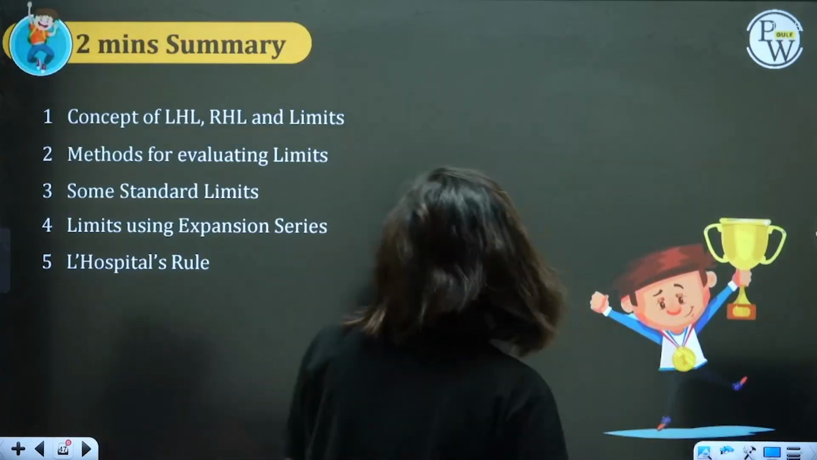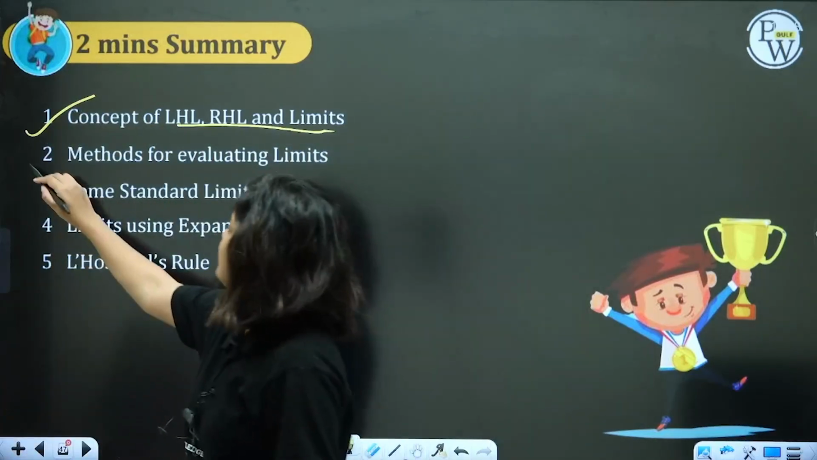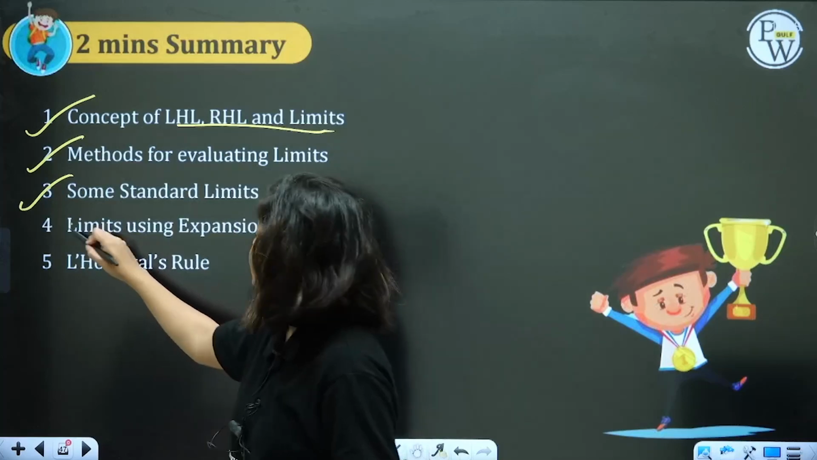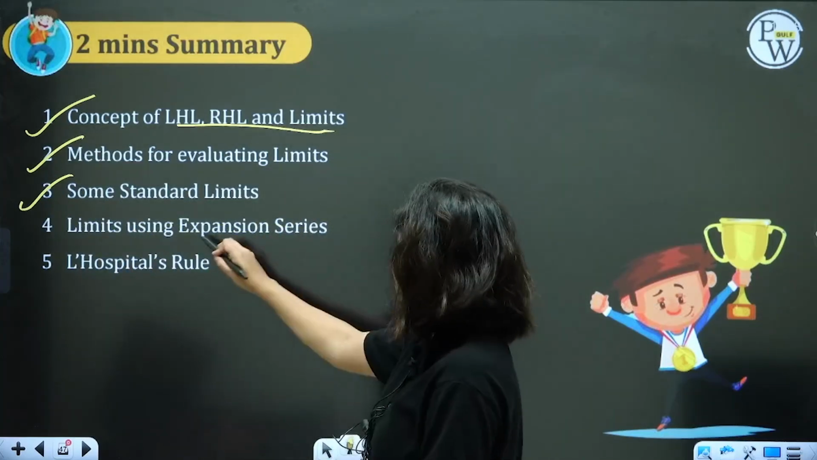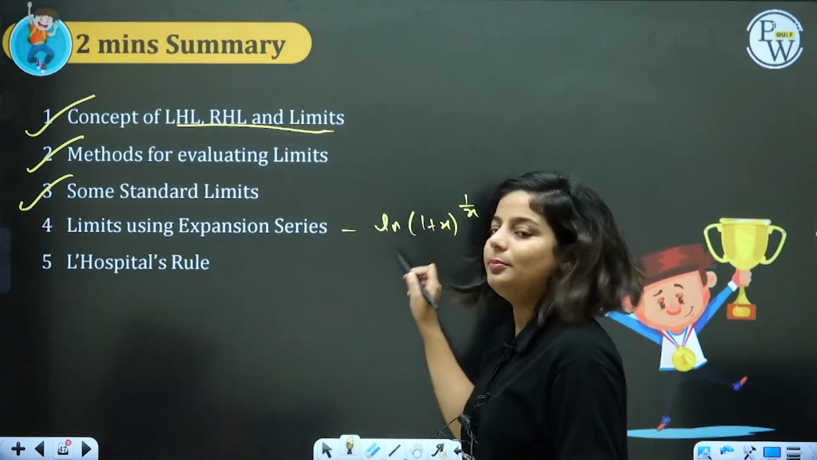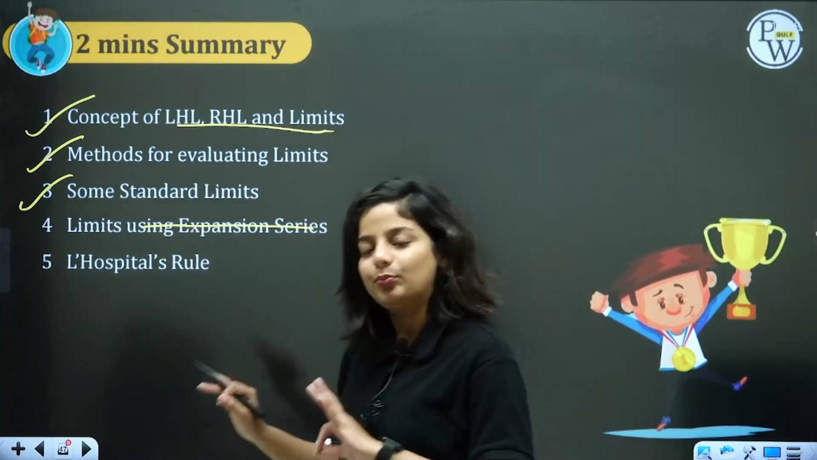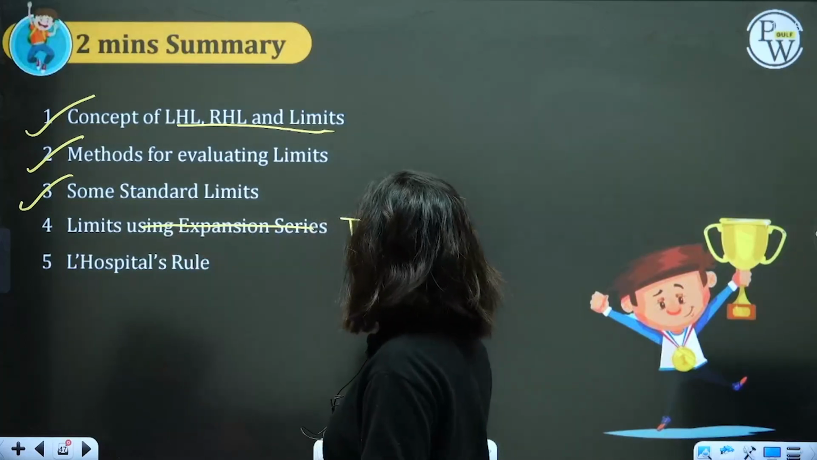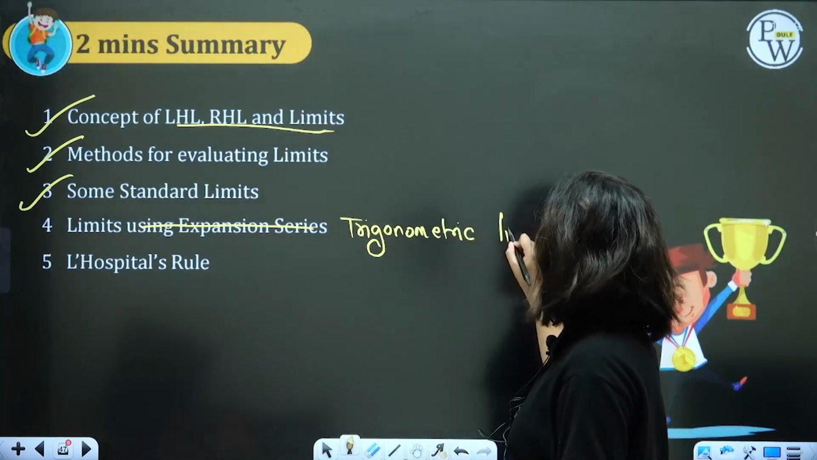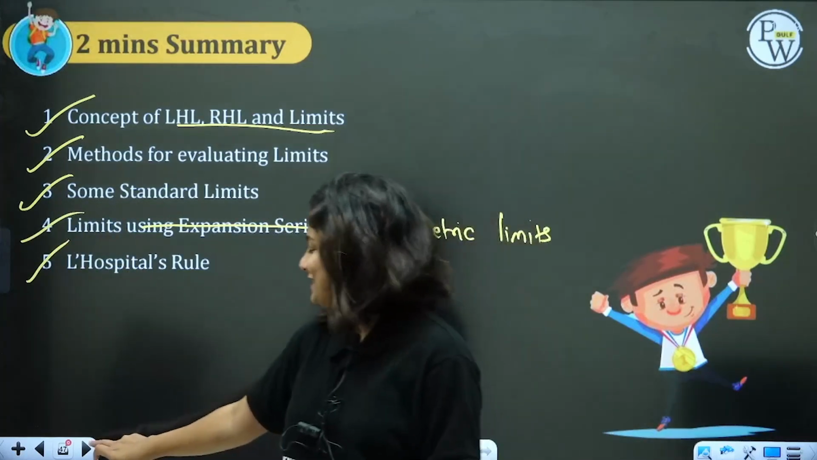So that was all about this chapter, guys. We did the concept of LHL, RHL. We did the methods for evaluating, four methods. Some standard limits, we saw a lot of standard limits, limit using expansion series. Actually, this is nothing but your formula 1 plus x the whole raised to 1 by x. These are all nothing but expansion series. I just didn't want to introduce a new term, so we can put it under trigonometric limits because these are nothing but trigonometric expansion. And last one, L'Hopital.